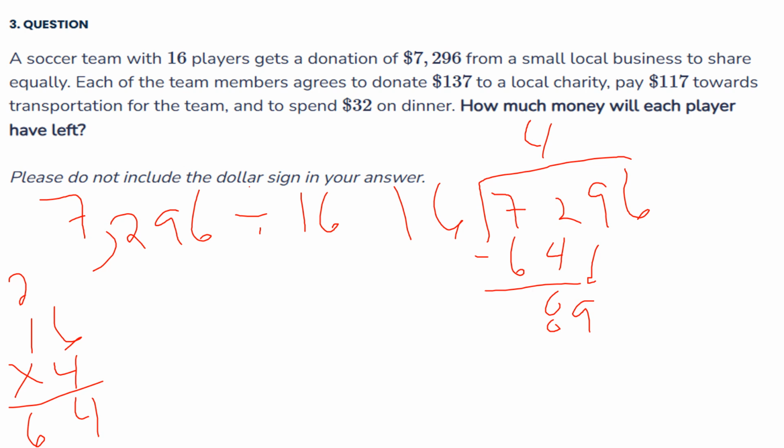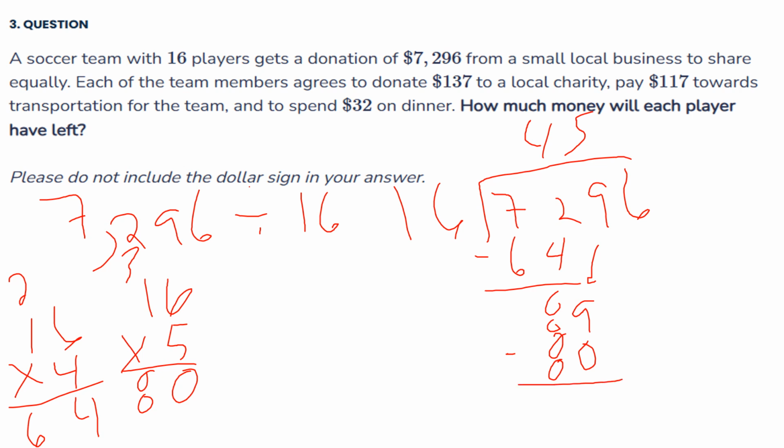We know that 16 times 4 is 64. If we add another one, let's do 16 times 5. 6 times 5 is 30. We carry the 3. 5 times 1 is 5 plus 3 is 8. Okay, that's close to 89, so we'll use 5 here. We know that 5 times 16 is 80, and 89 minus 80 is 9. So now we bring down our 6.